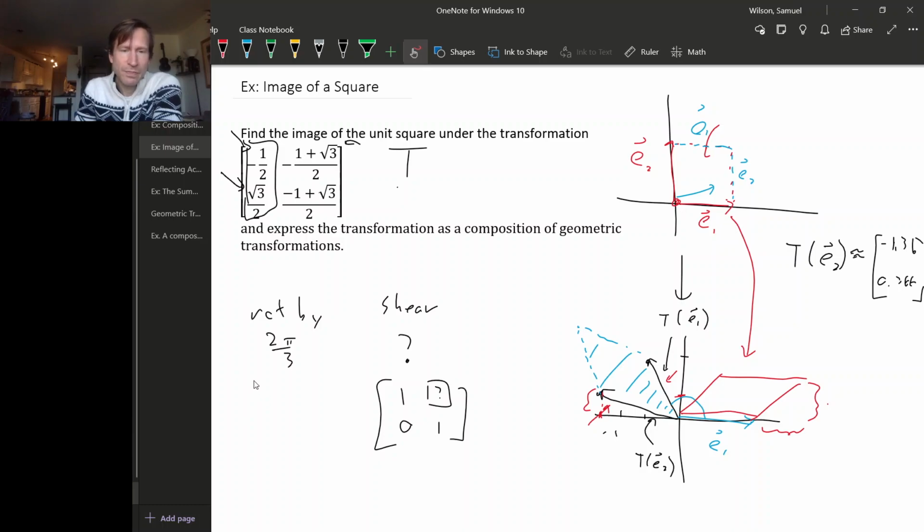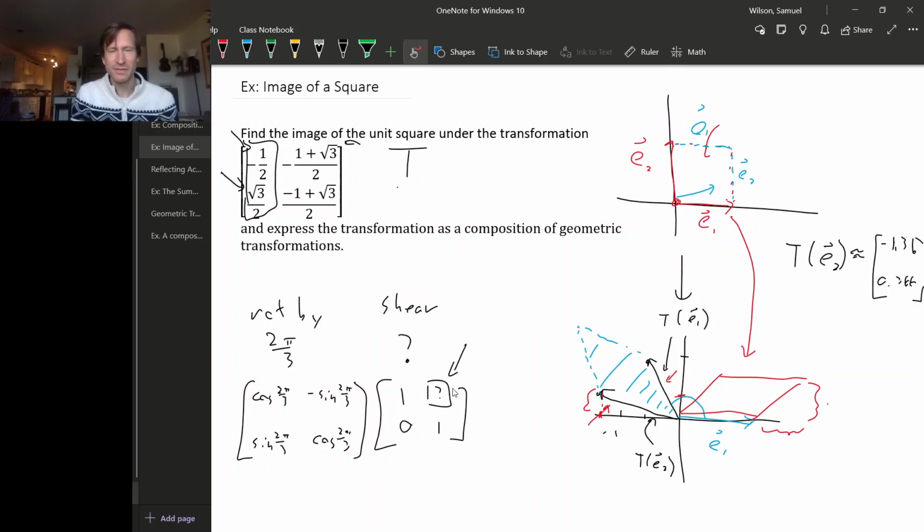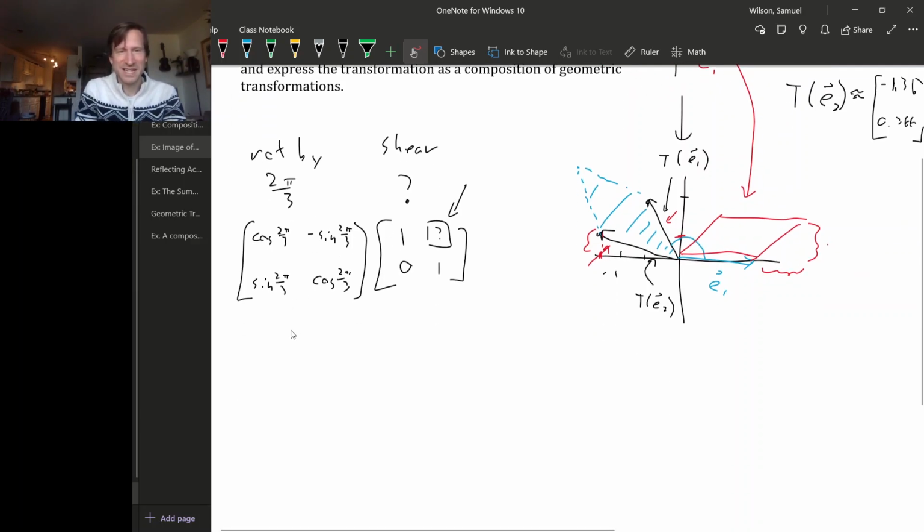Okay. The matrix for the rotation, of course, is cosine 2 pi over 3, minus sine 2 pi over 3, sine 2 pi over 3, and cosine 2 pi over 3. Okay, so there are a couple ways to figure out exactly what the shear is. One nice way is just to do this matrix multiplication and set the resulting upper right hand entry equal to this. So let's do it that way.